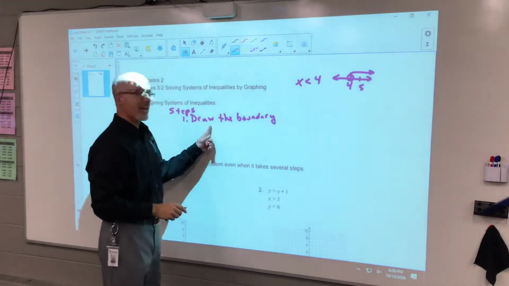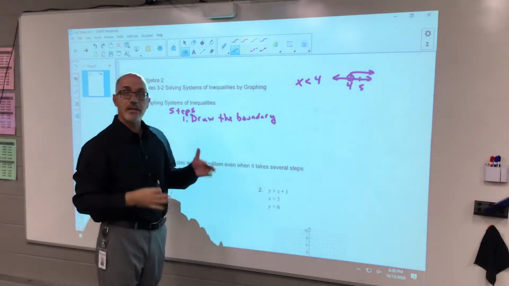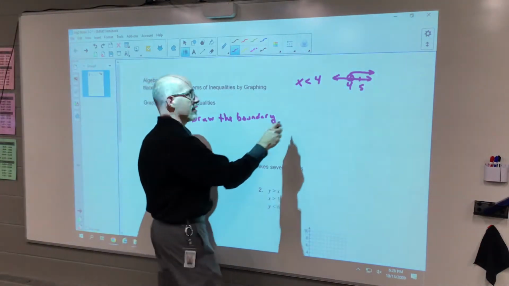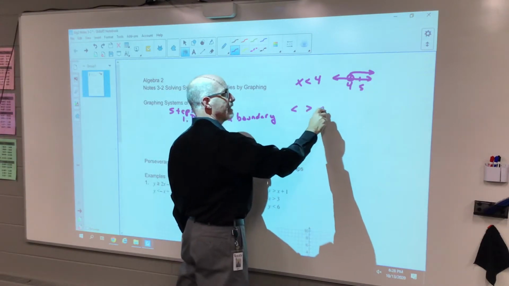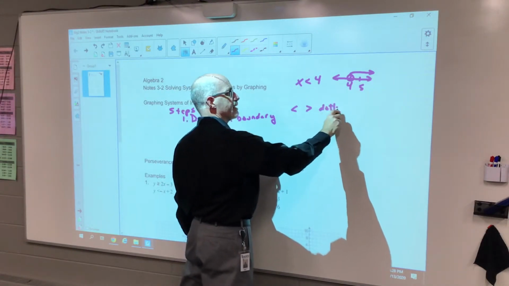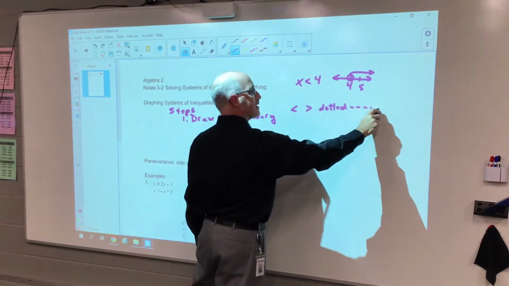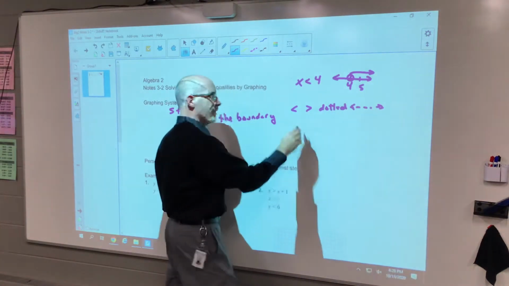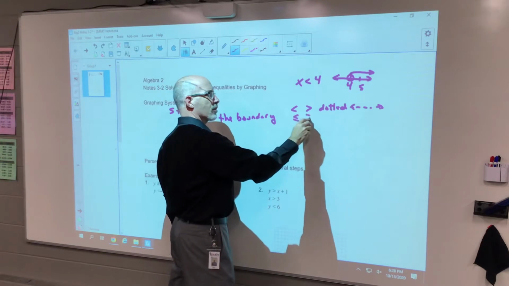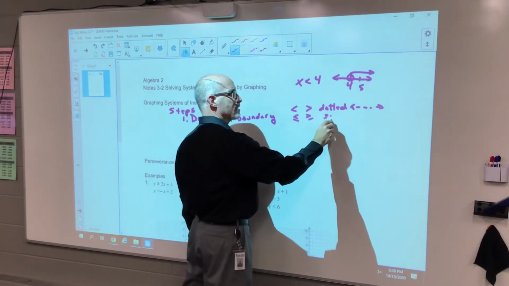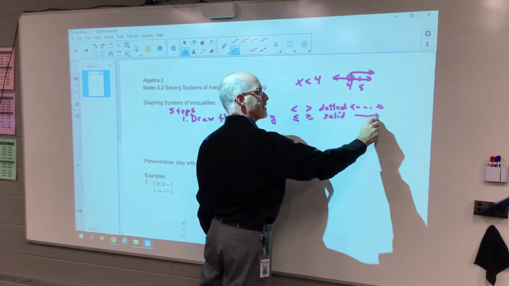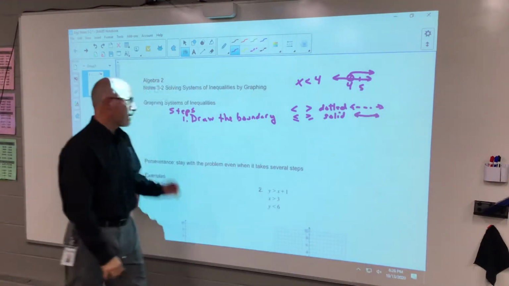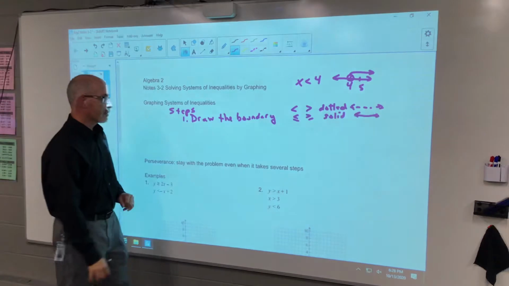Well, just like that, our boundary lines could be open. And how we draw that is if we have a less than or a greater than, we make the line dotted. If we have a less than or equal to or greater than or equal to, we make it solid. Okay, so first thing, draw the boundaries, okay?